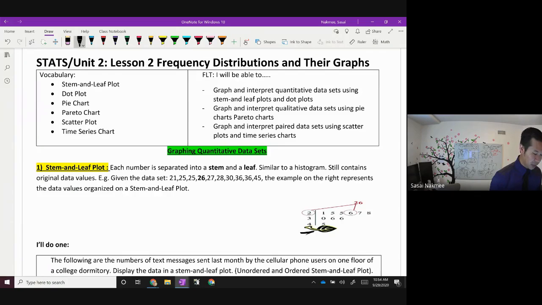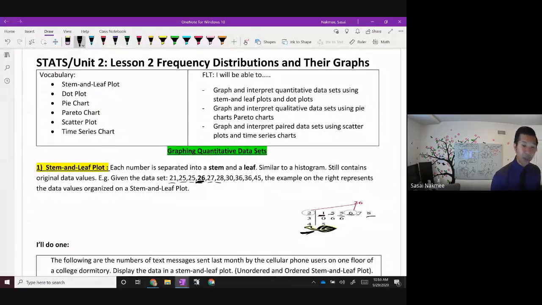The numbers right here are where our stems are. The number on the right-hand side extends how far our leaf goes, right? Now, how does this work? If you look at the example number 26 right there, the 26 would be written on this stem where the 2 is. So these are all the 20s, by the way. And this right here represents your 26. So this data point, for example, will represent 21. This is 25, 25, 26, 27, 28. That's these guys right here.